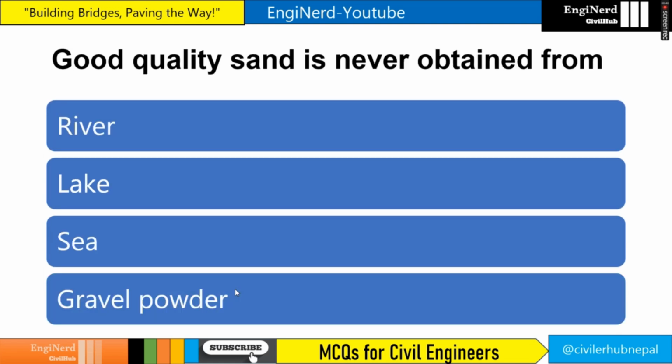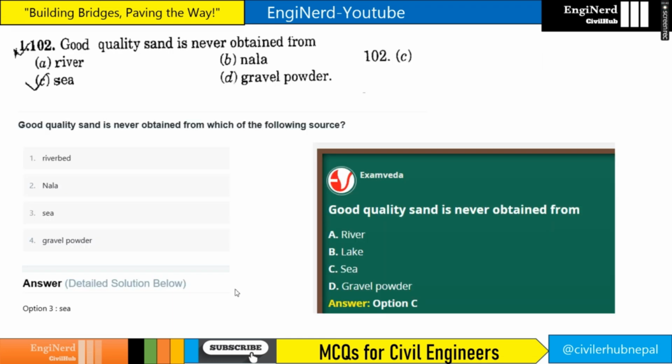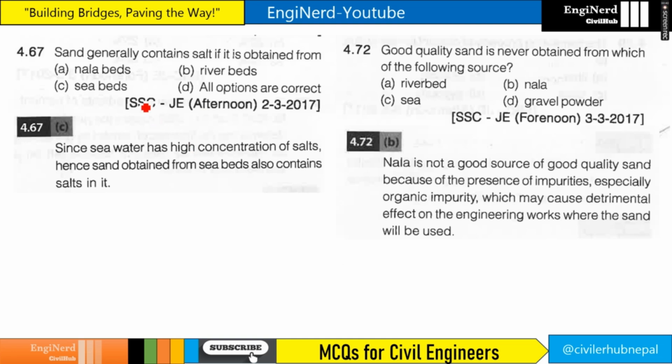Good quality sand is never obtained from river, lake, sea, gravel, powder. The answer is C in this case. This is the question from Agor, and good quality sand is never obtained from C. The answer is C. If you see in this textbook.com, it is given as C here also. This is also C. Sand generally contains salt if it is obtained from seabed. This is a different question.